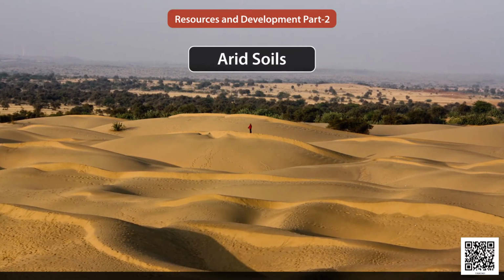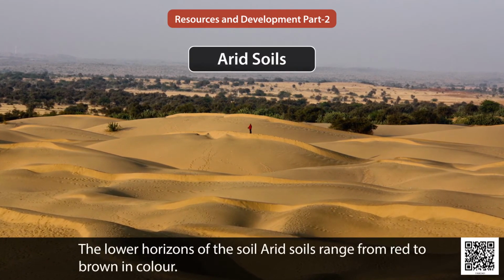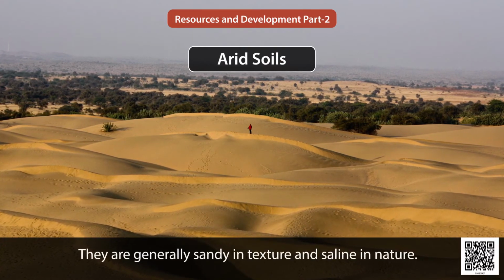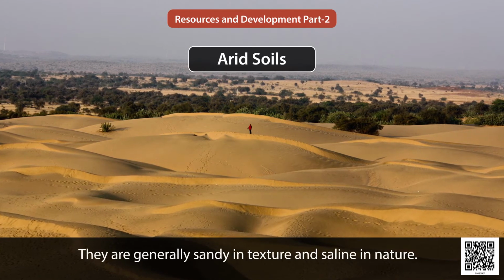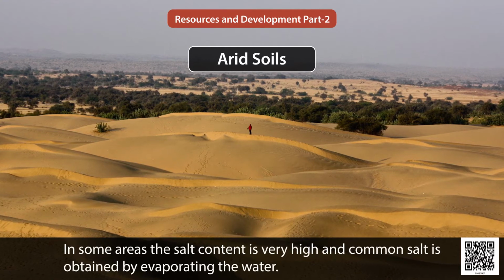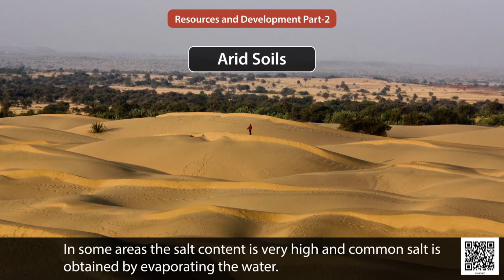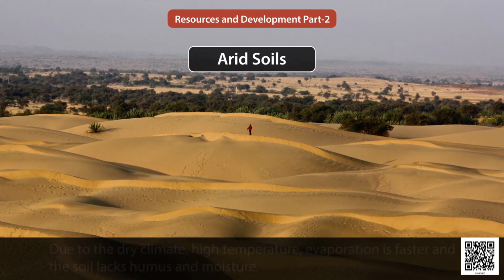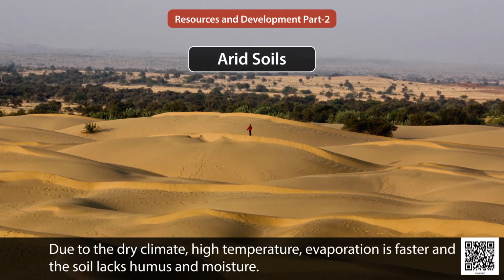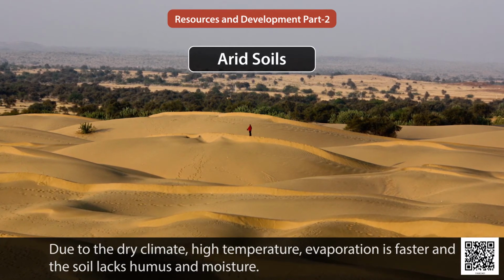Arid soils. The lower horizons of the soil, arid soils, range from red to brown in color. They are generally sandy in texture and saline in nature. In some areas, the salt content is very high and common salt is obtained by evaporating the water. Due to the dry climate, high temperature, evaporation is faster and the soil lacks humus and moisture.